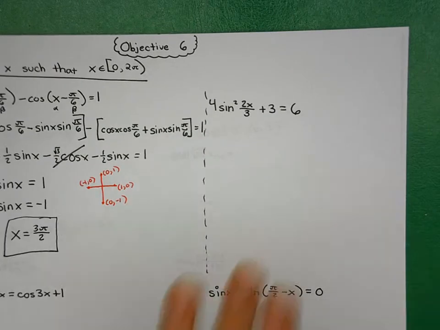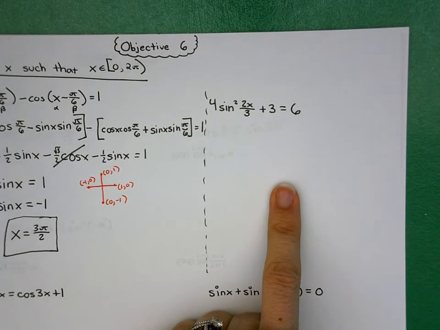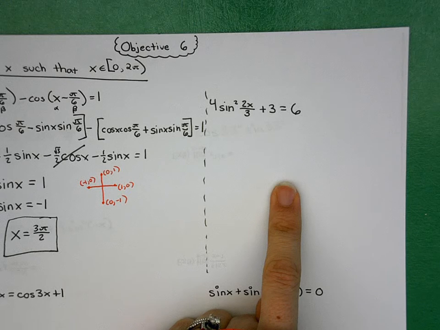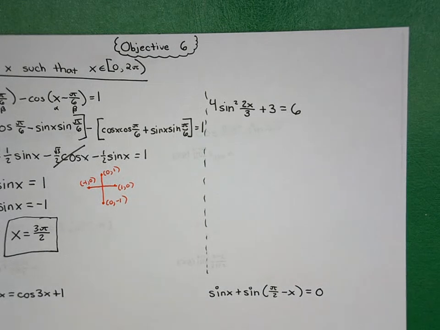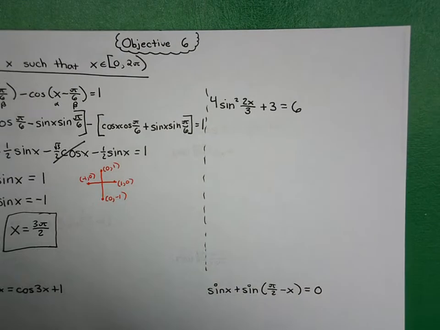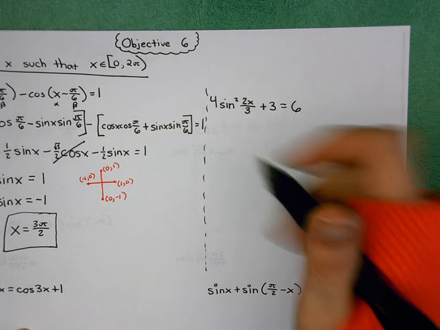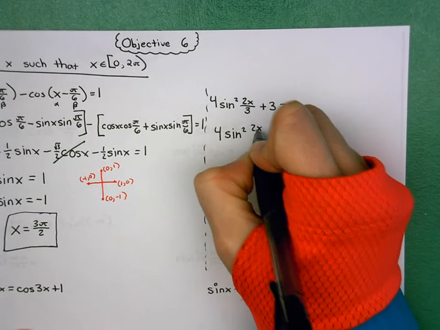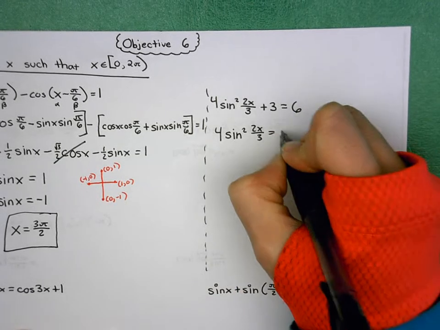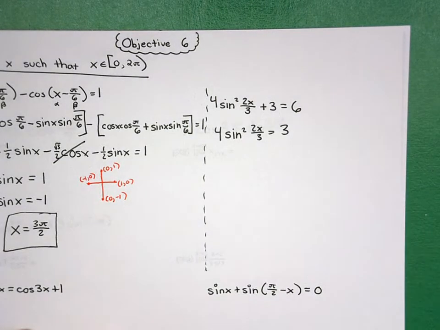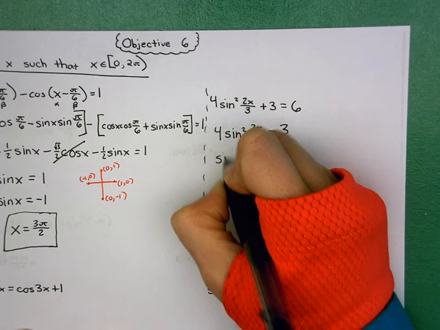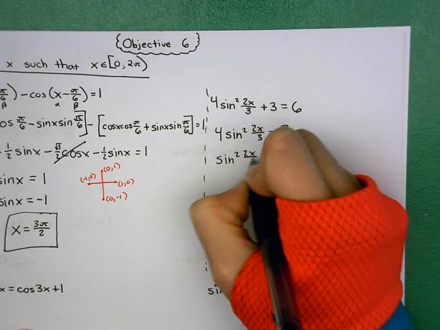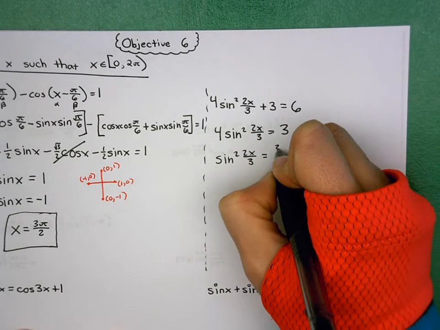Okay, next up, go ahead and pause the video, give this one a shot, and restart it when you are ready. Okay, isolating our trig here, we're going to go ahead and start by subtracting this 3 over. So we have 4 sine squared of 2x over 3 equals 6 minus 3, which is 3. Dividing the 4, we get sine squared of 2x over 3 equals 3/4.